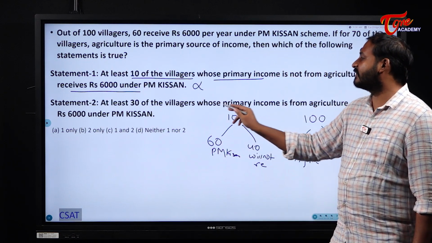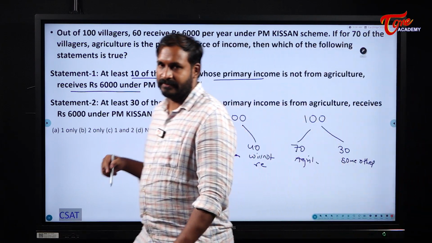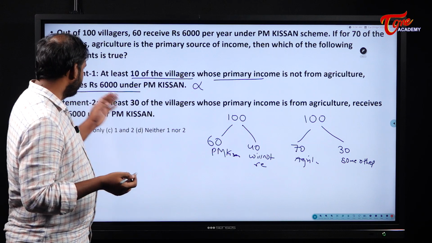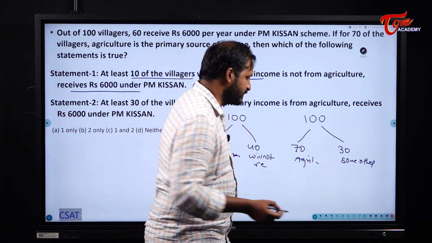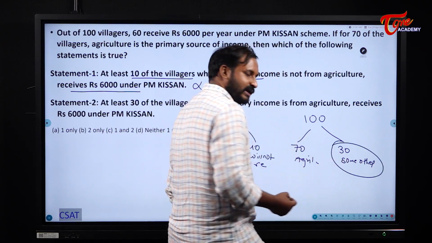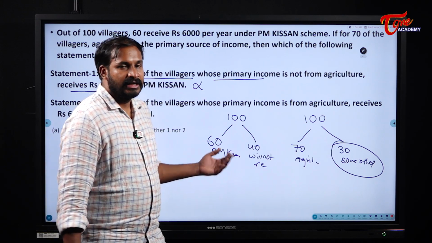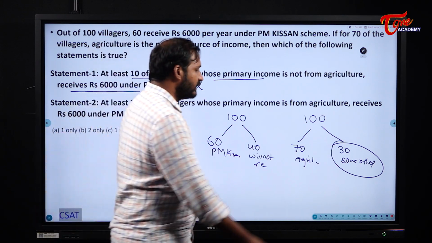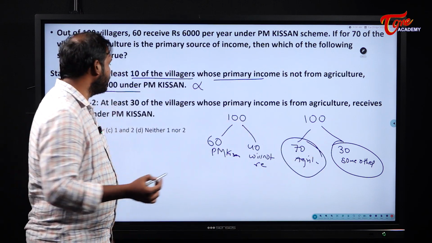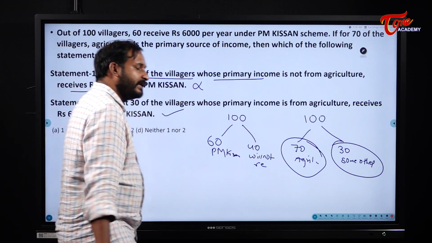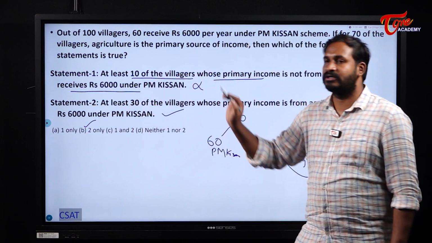Next, at least 30 of the villagers whose primary income is from agriculture receive 6,000 under PM Kisan. For example, in reverse, I will assume that all the other people will get PM Kisan. So how many people will get PM Kisan? 30. How many more people will get PM Kisan? 30 more. That 30 will be from which category? That 30 will be from agriculture, right? That means at least a minimum of 30 families from agriculture will get PM Kisan. So here only 2 is correct, 1 is wrong, students.